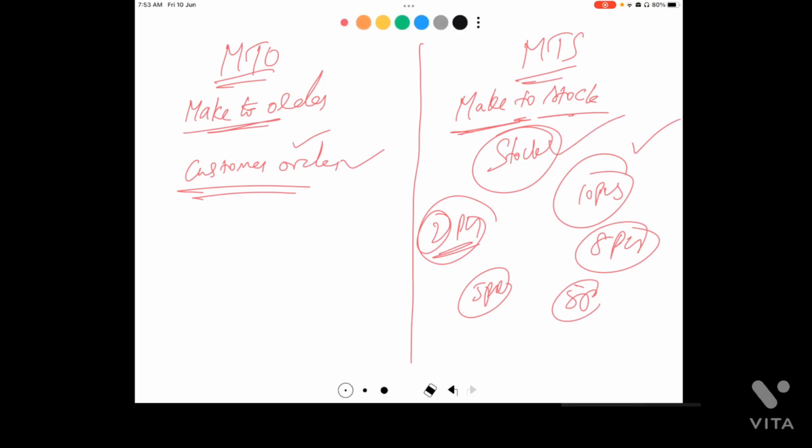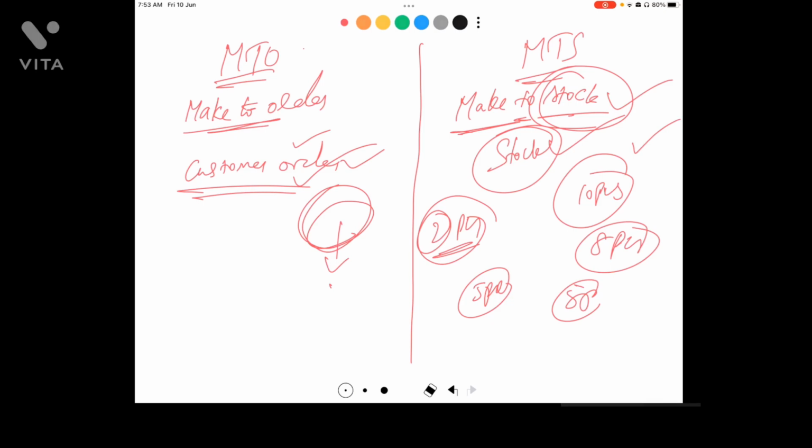So in make to stock, the system always looks into the stock, what is available and what is the requirement: requirement minus available stock. And here, the system will look into the orders we have. Based on the orders, it will go to a production order or maybe purchase orders. This is very important. Even in your business, you can think about whether we are doing make to stock or make to order.